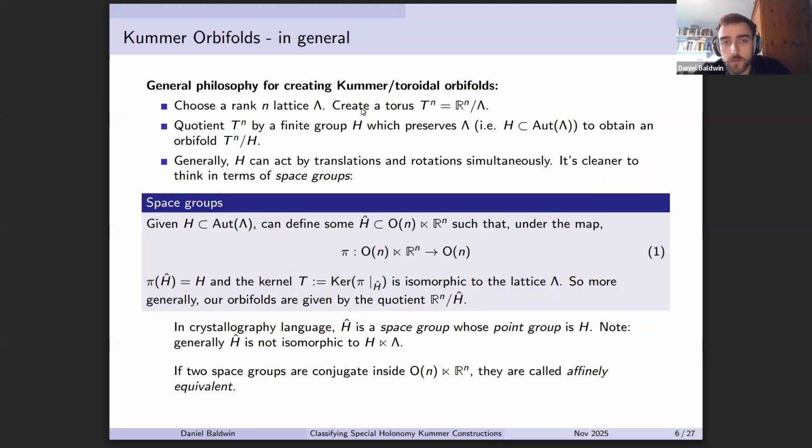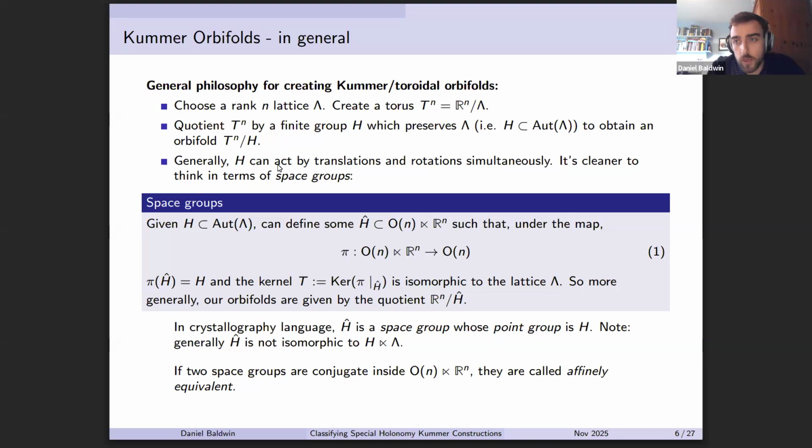So a general recipe for creating Kummer orbifolds is the following. We choose some n-dimensional lattice, lambda, and then we can create a torus simply by quotienting R^n by that lattice. And then if we take some finite group H, which preserves that lattice, so in other words, it sits in the automorphism group of that lattice, we can quotient T^n by that group, and generically we'll obtain some singular space, some orbifold T^n mod H.